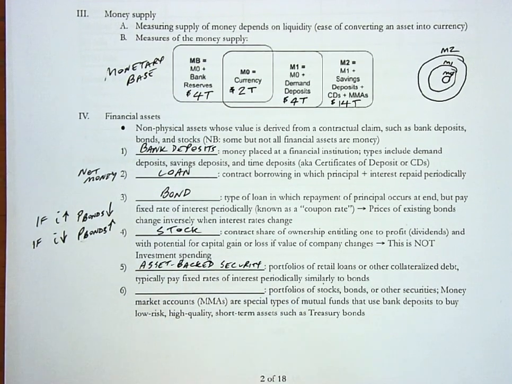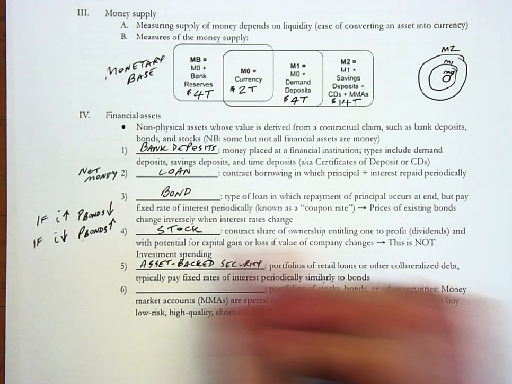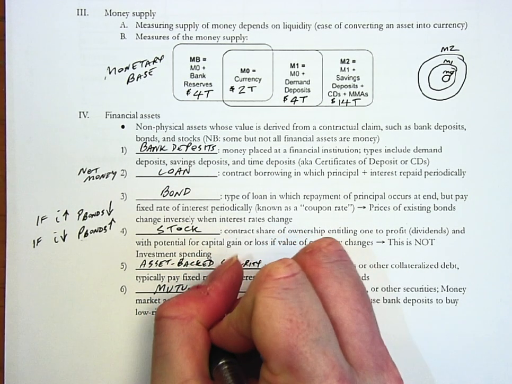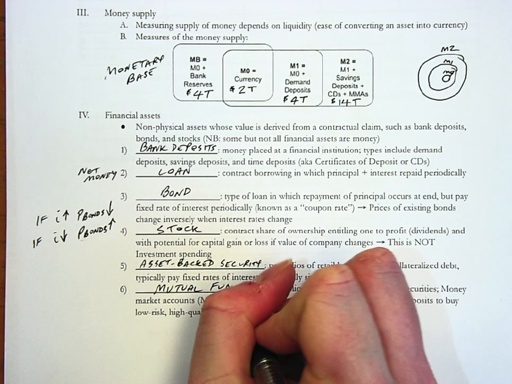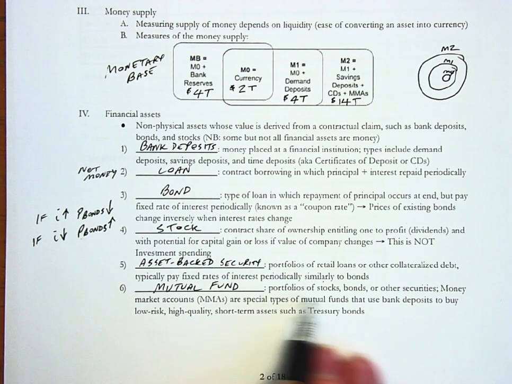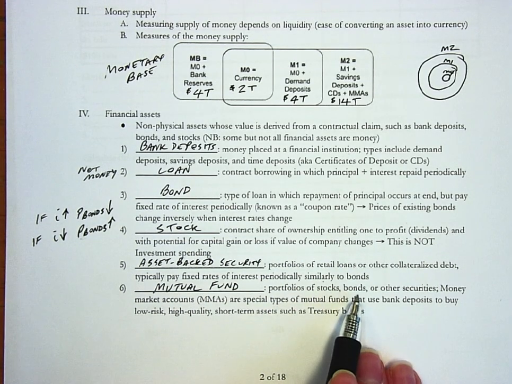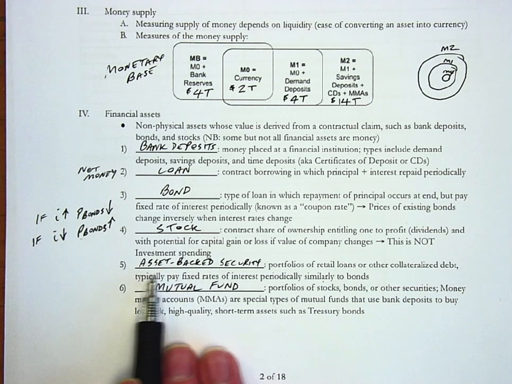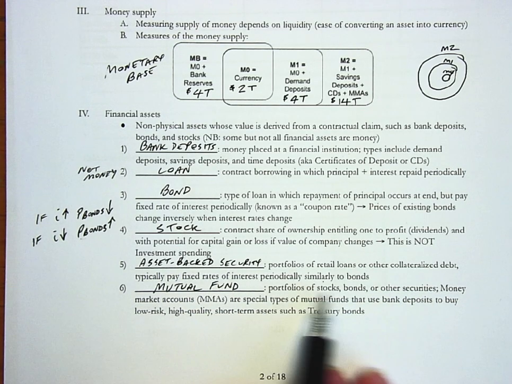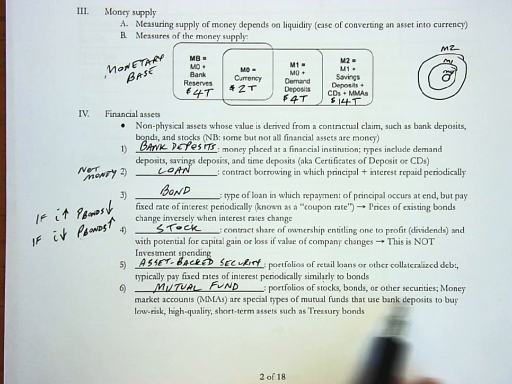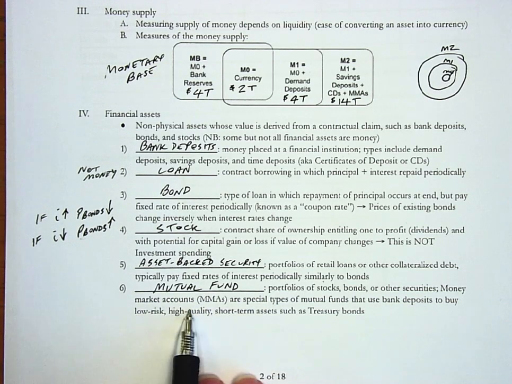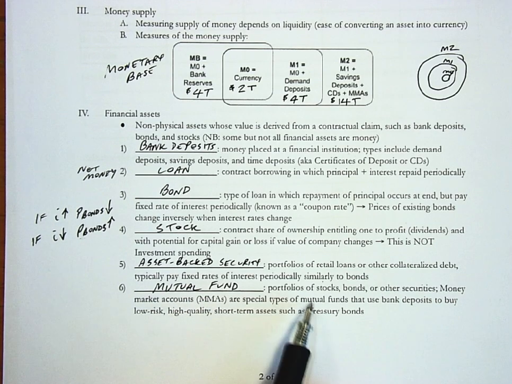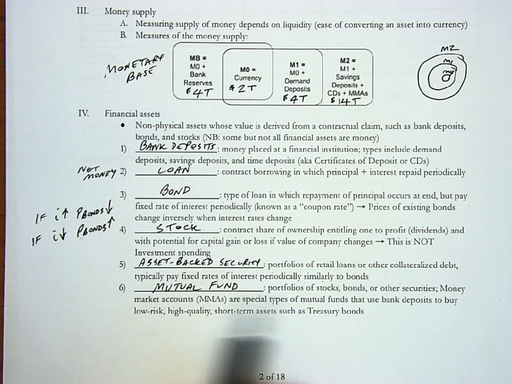And then the sixth thing here is called a mutual fund. Mutual fund. And a mutual fund is a similar idea. It's a portfolio, kind of a combination of stocks, bonds, or maybe other types of securities, maybe even including asset-backed securities. It's a group of these, and money market accounts are a special type of these that use bank deposits to buy really low-risk, high-quality assets like treasury bonds, things like that. But a mutual fund is just kind of a combination of stocks and bonds and things like that.